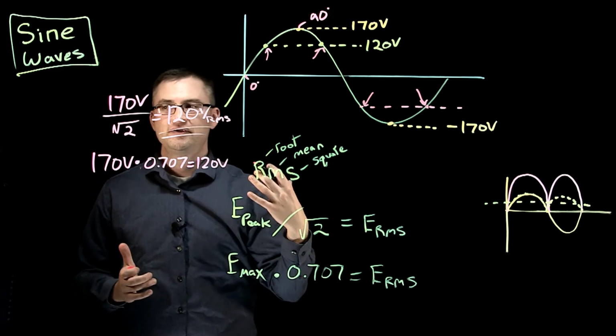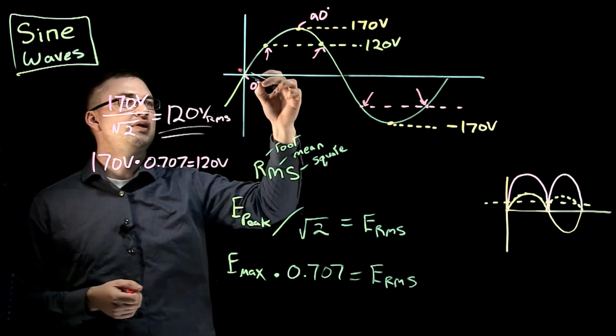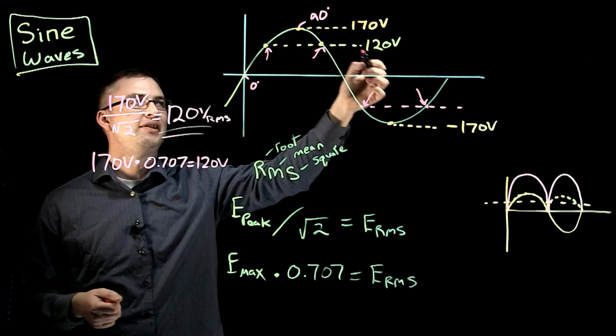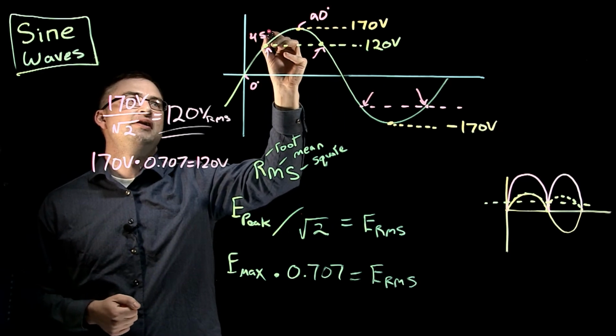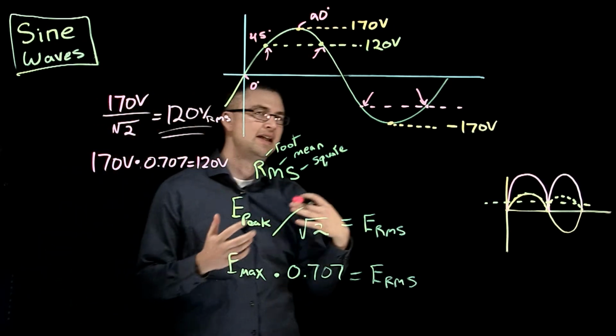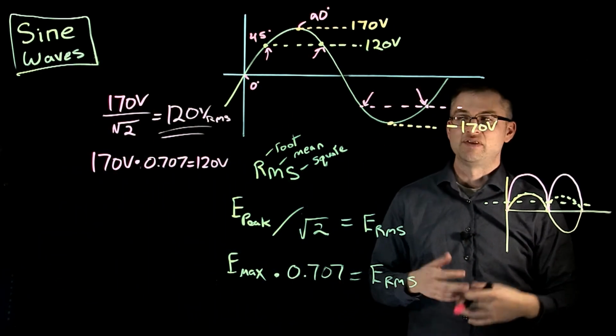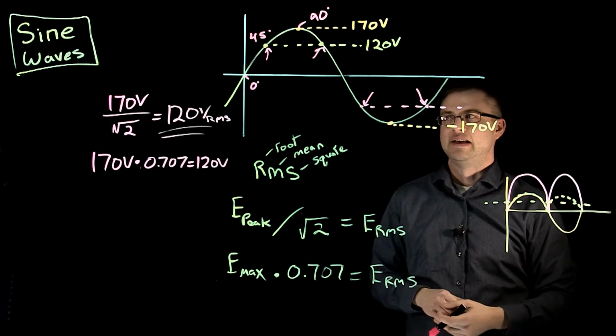It's a sort of safe assumption that maybe between 0 and 90, halfway up, is going to be 120 volts, this effective value. So that would be at 45 degrees. So what we can do is actually calculate that to see if that is the truth. So we'll do that, and we'll leave it there.